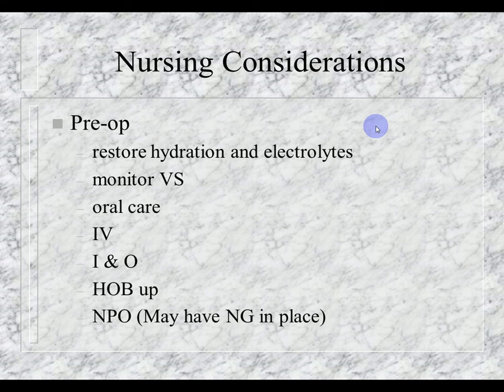Preoperatively, of course, you want to restore hydration and electrolytes, metabolic alkalosis particularly because of all the vomiting. Monitor vital signs, oral care, IVs, head a bit up. If they've got an NG tube, of course, they'll be NPO because that's helping decompress the stomach.